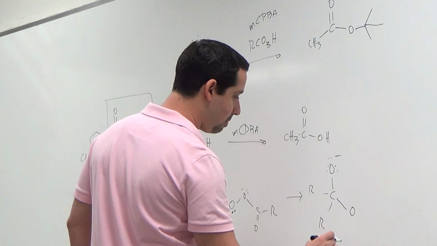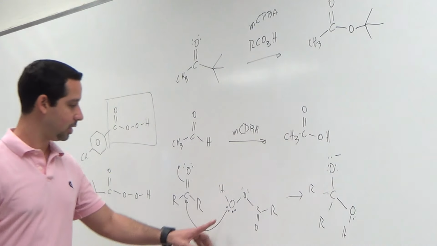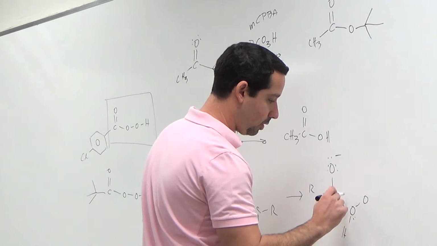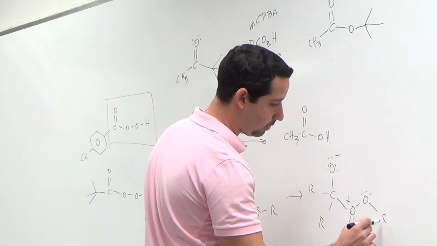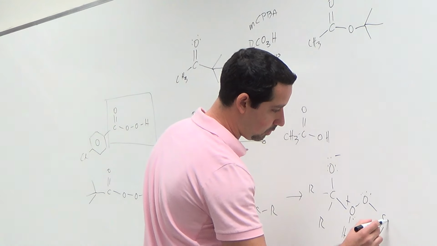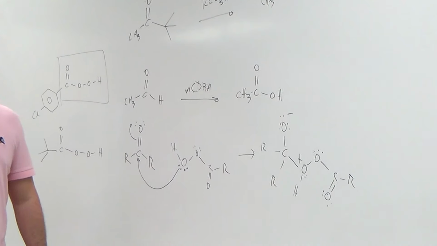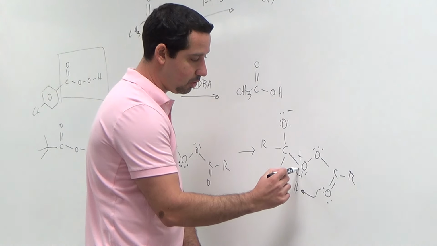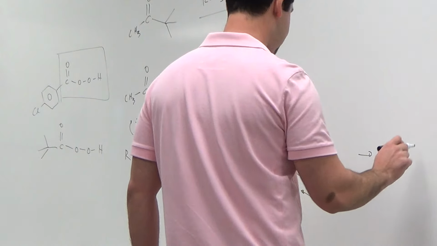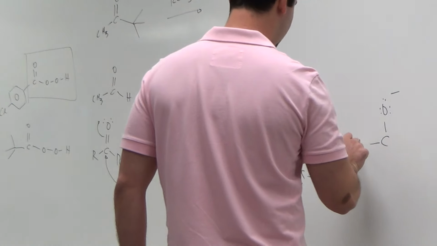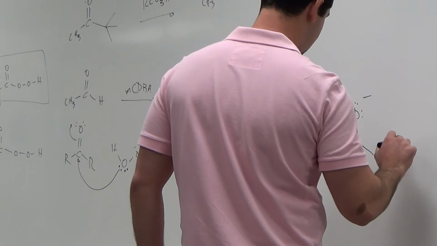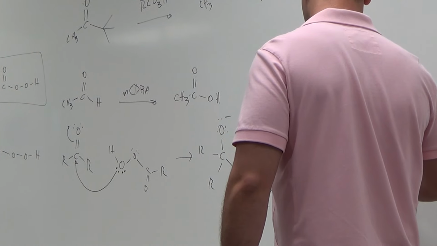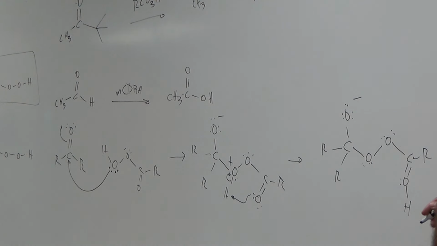And now I have the oxygen that made the attack with the hydrogen, yes? This oxygen made the attack and made a new bond here, with the hydrogen it had from before. This is positive, that's negative. Now there is a proton transfer, and the proton transfer occurs here. There's a minus charge there. Does that look okay?